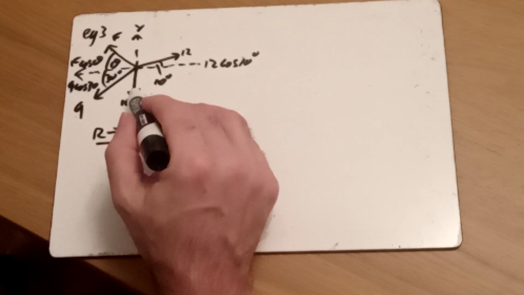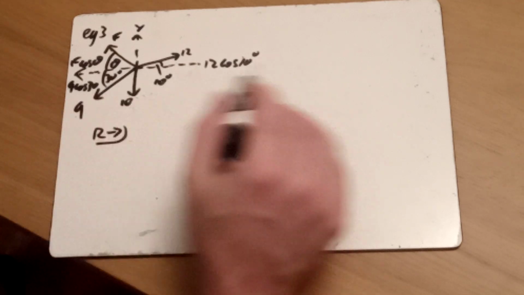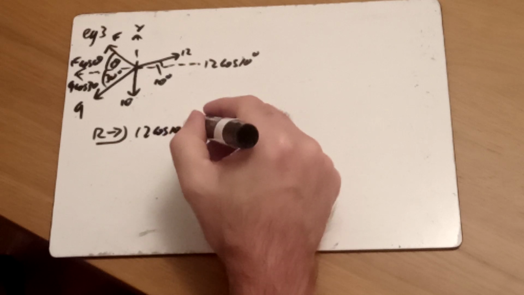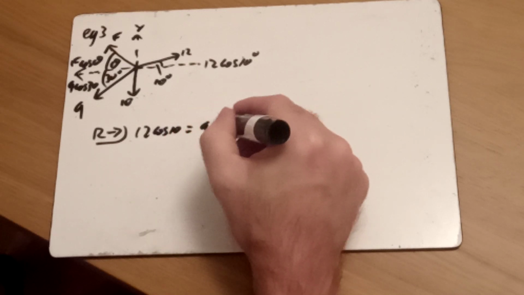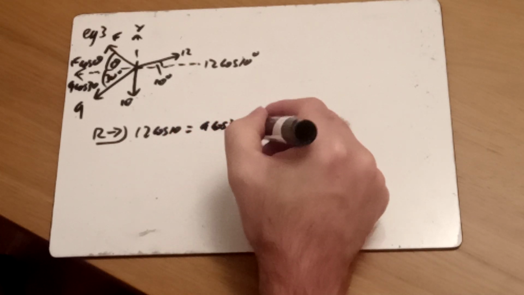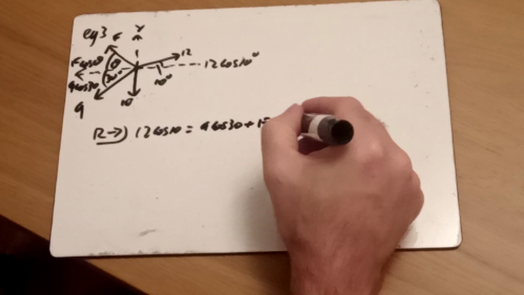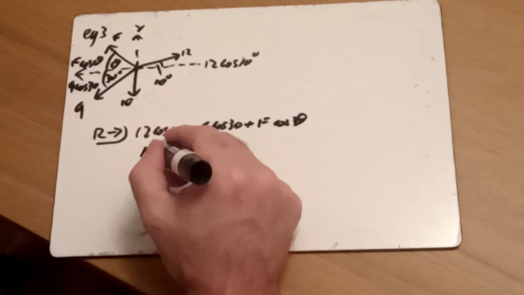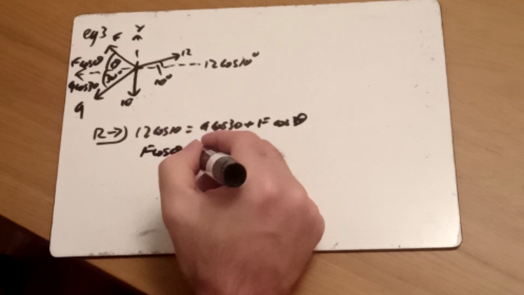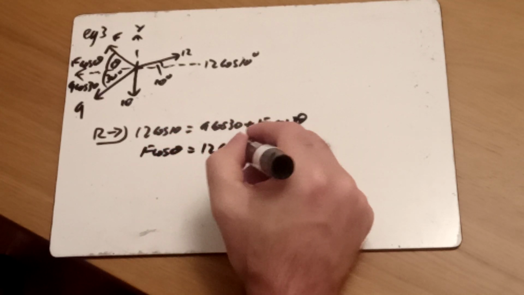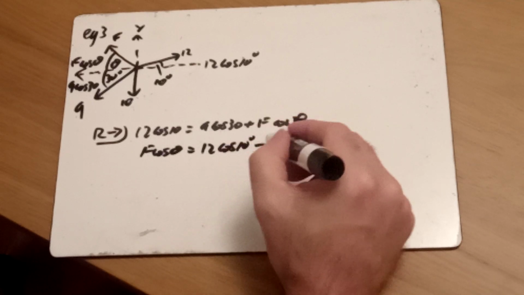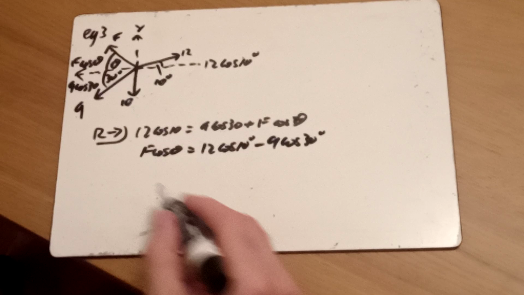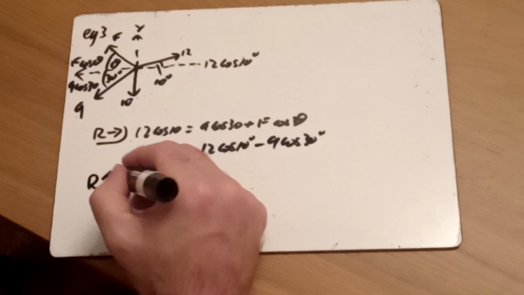The 10 Newton force has got nothing going horizontally, so going this way I've got 12 cos 10, and that way I've got 9 cos 30 plus F cos theta. So F cos theta then will equal whatever 12 cos 10 is minus 9 cos 30. Now I'm going to resolve upwards.